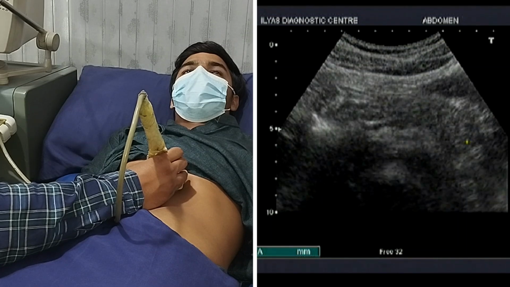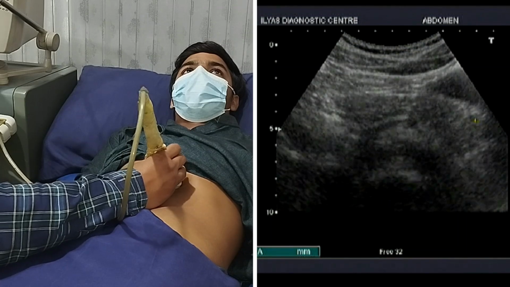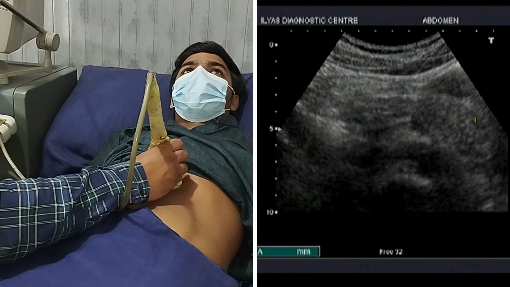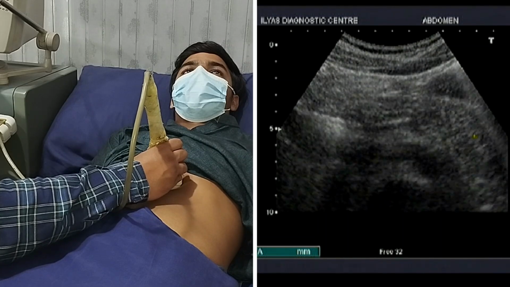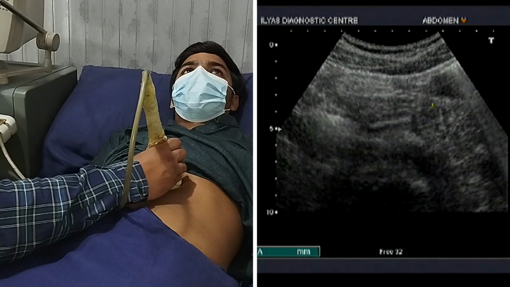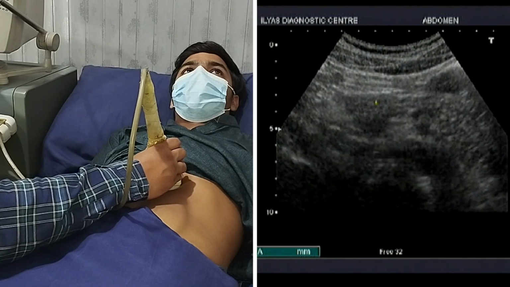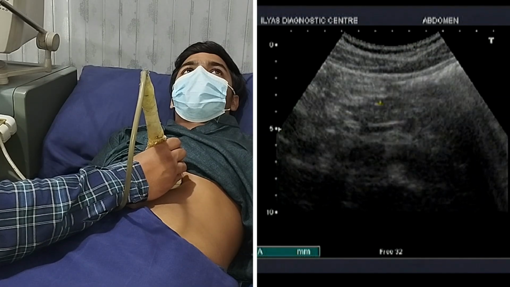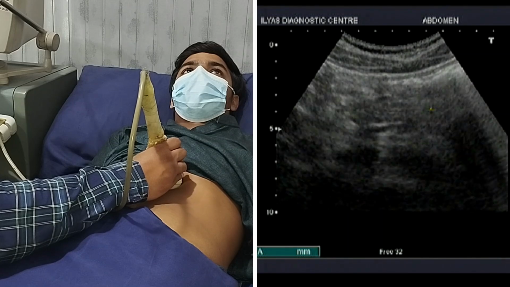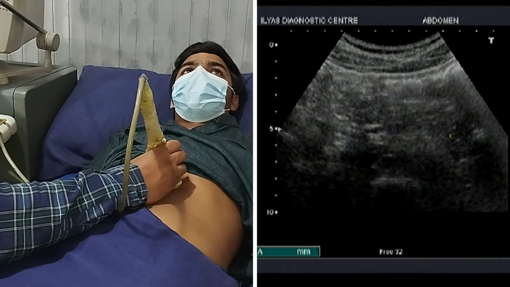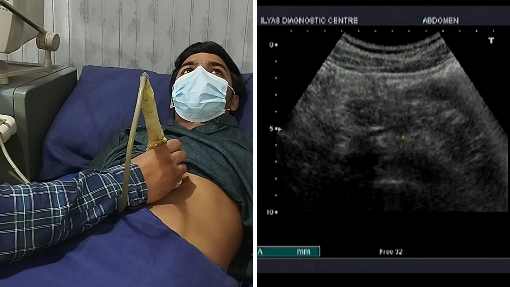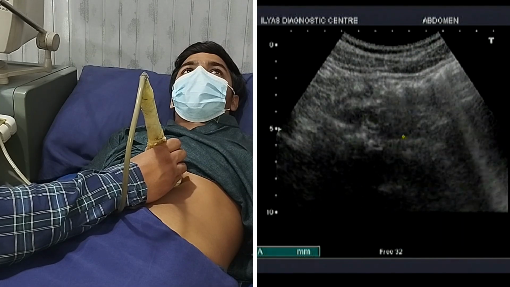This portion, this is the tail of the pancreas. I am right now not in this view. We are getting almost the complete pancreas in a single view. This is the head, here it is the body, which is a little bit thinned out, and this is the tail of the pancreas, and this is the aorta, which is continuously pulsating.